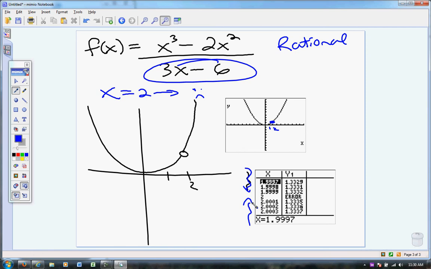All right. So in this case, as we approach 2 from the left and as we approach 2 from the right, the function value is approaching 1.33. Even though it's not defined right at 2, we could say that this function is approaching the value of 1.33. And what we have just done is a good graphical and numerical explanation of our first limit.